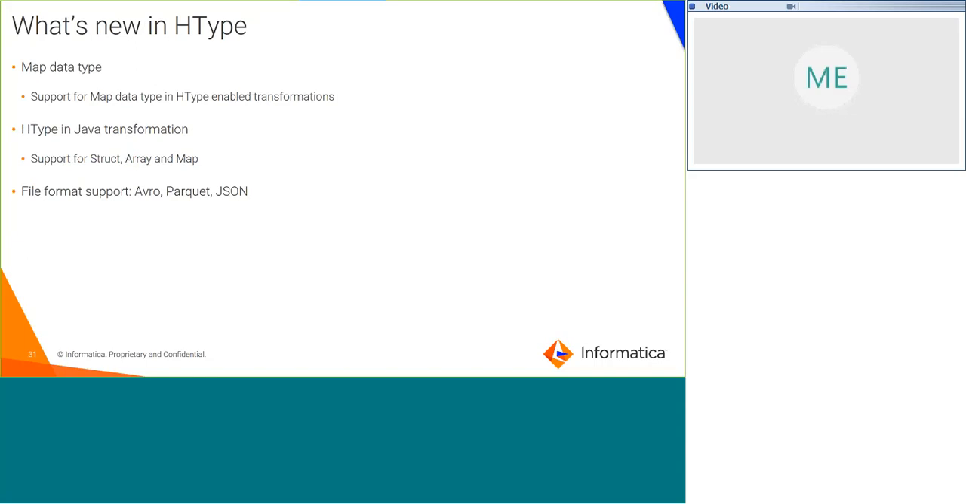And the edge type, right? This is a functionality which we have introduced in 10.2. In edge type, we also have map type support, which is a new data type support which we have introduced in 10.2.1. And then we also added Java transformation support in edge type. So now using Java transformation, you can use H-type functionality, and then there are different file formats also that we have added as part of this release.